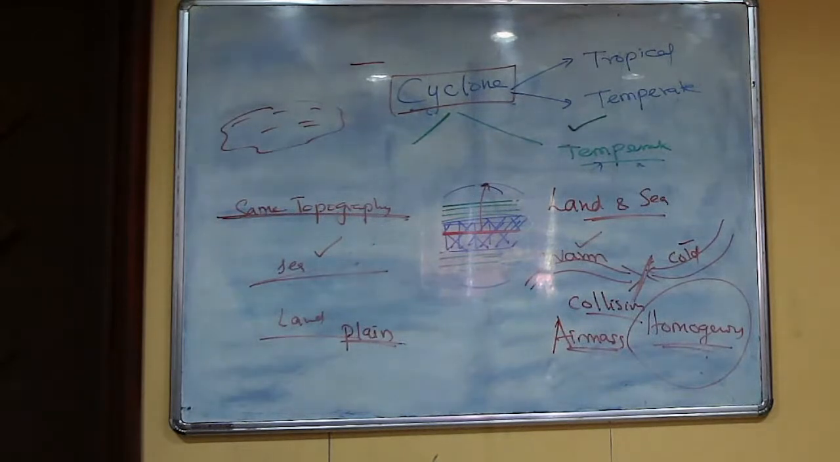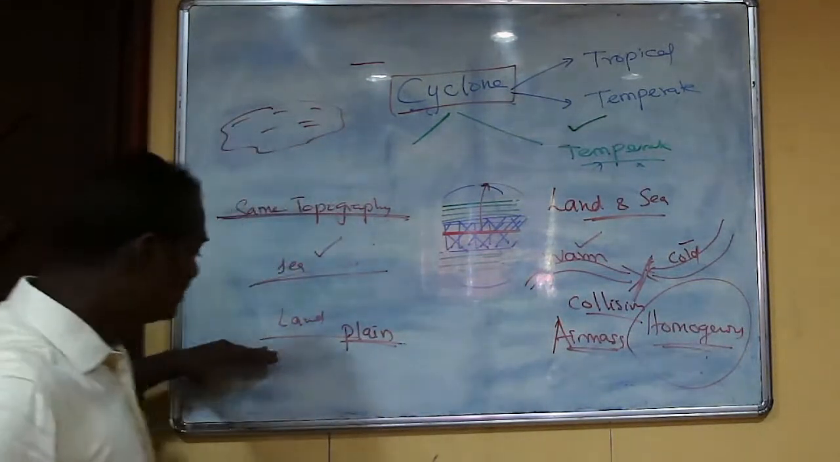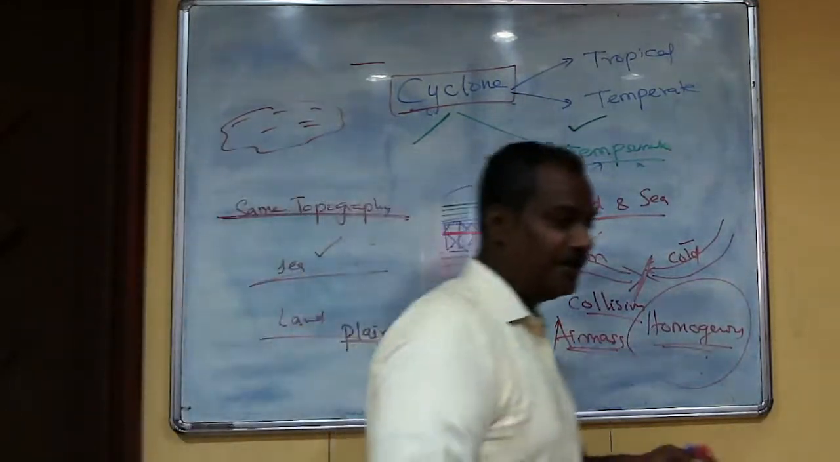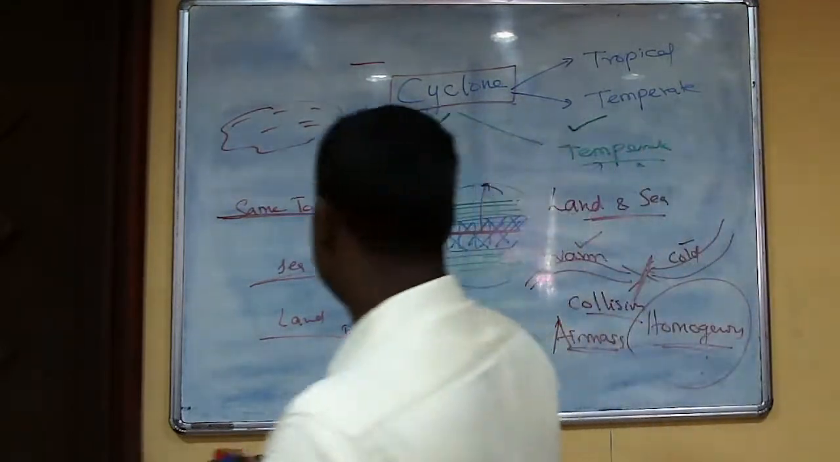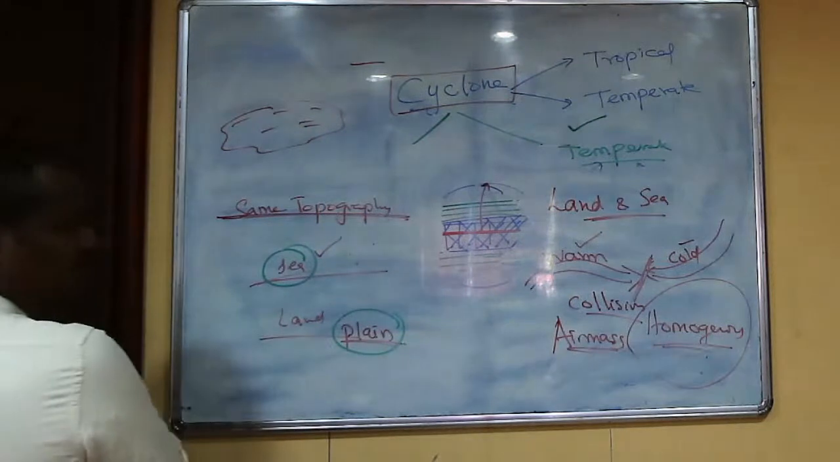Write down this question. I have seen this question coming several times. Air masses are not formed when the surface is not even. In the hilly regions, you do not find any air mass formation. It should be a sea or a plain area, only then is the air mass formed.